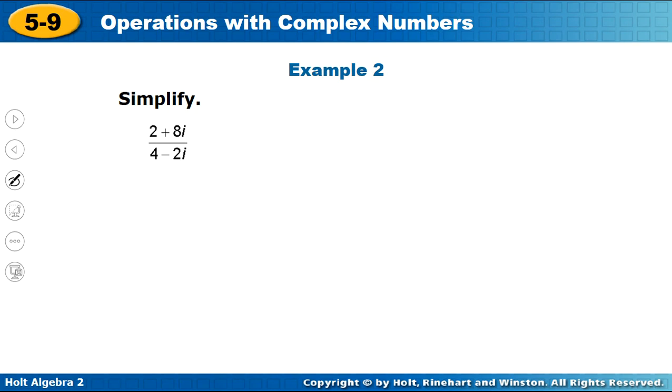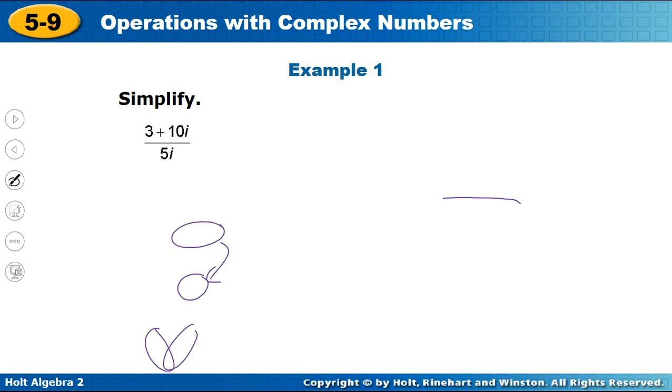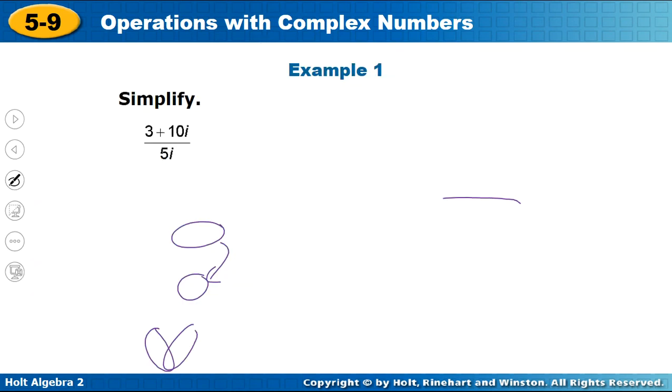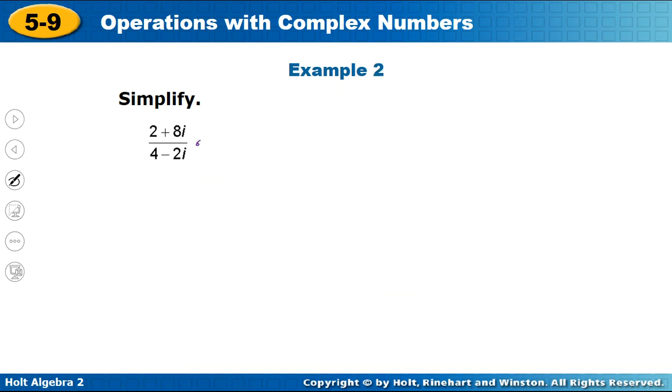All right, so our second example, 2 plus 8i over 4 minus 2i. So again, our steps. We're going to need to multiply by the complex conjugate. Remember, that's outlined right here. So what is the complex conjugate of the denominator? The denominator again is 4 minus 2i. The complex conjugate of that would just be changing the sign of the imaginary part. So 4 plus 2i. So I'm going to multiply the bottom by 4 plus 2i and the top by 4 plus 2i. That's the complex conjugate of 4 minus 2i.